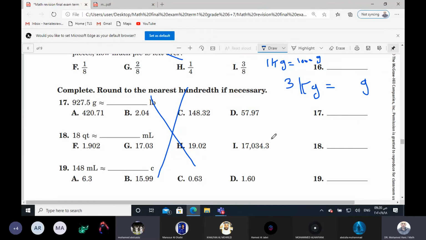And remember, when you want to convert from a big unit to a small unit, do multiply. And when you want to convert from a small unit to a big unit, do divide. So here, from a big unit to a small unit, so do multiply. So take 3 times the relationship between them, which is 1000. 3 times 1000 will be 3000 grams. This question is important.